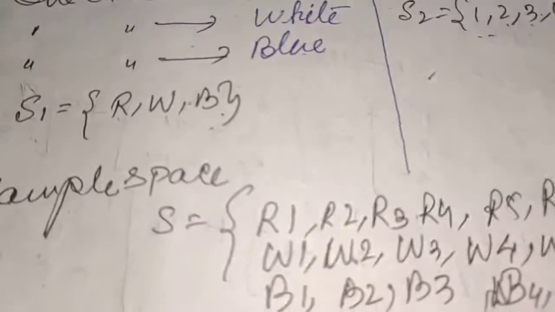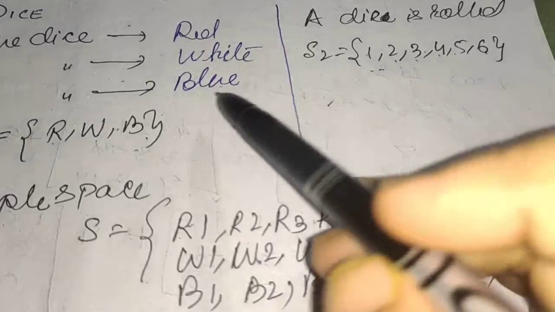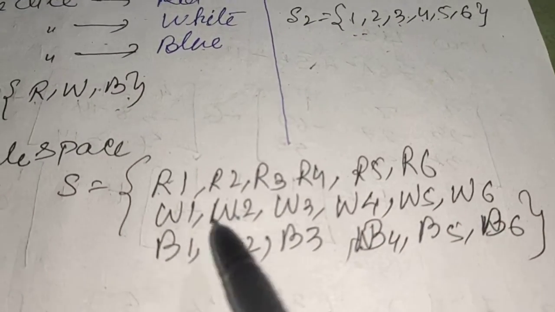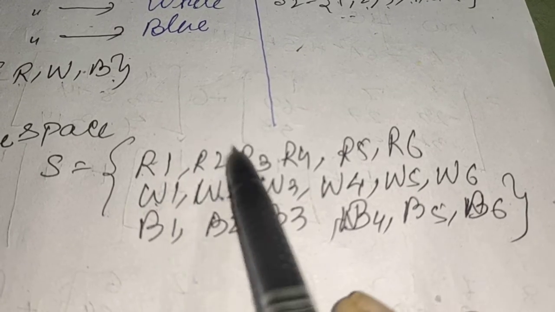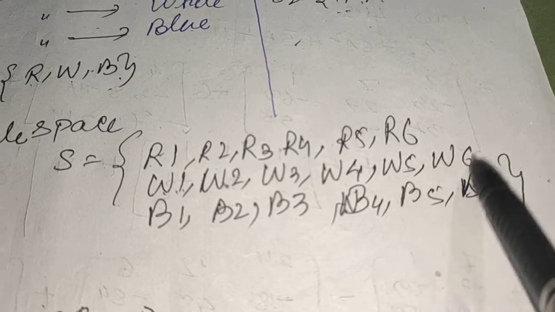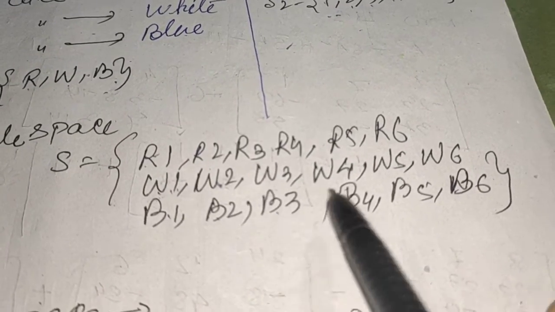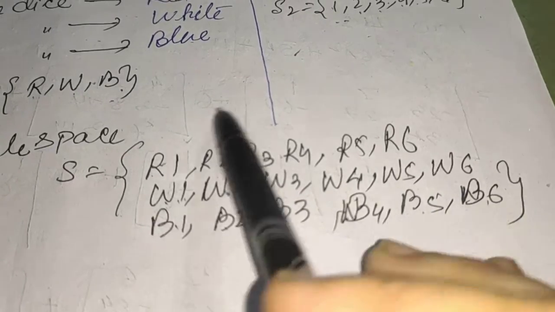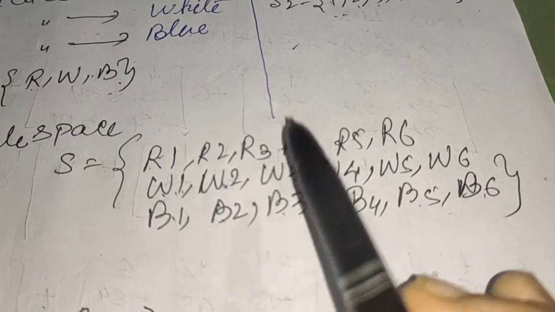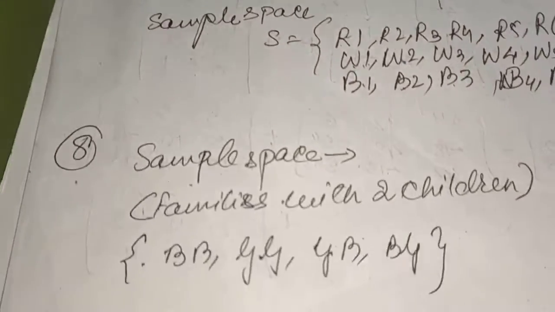So how can we write the sample space? The sample space is R1, R2, R3, R4, R5, R6. Similarly, white one, R means red. White one, W1, W2, W3, W4, W5, W6. Then blue one, B1, B2, B3, B4, B5, B6. This is the entire set of ordered pairs, or you can say elements of the sample space of this particular problem. Next is question number 8.